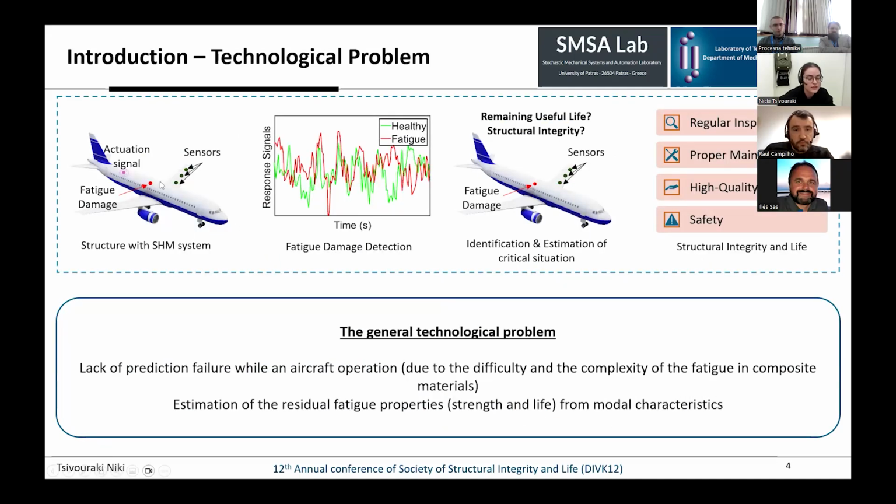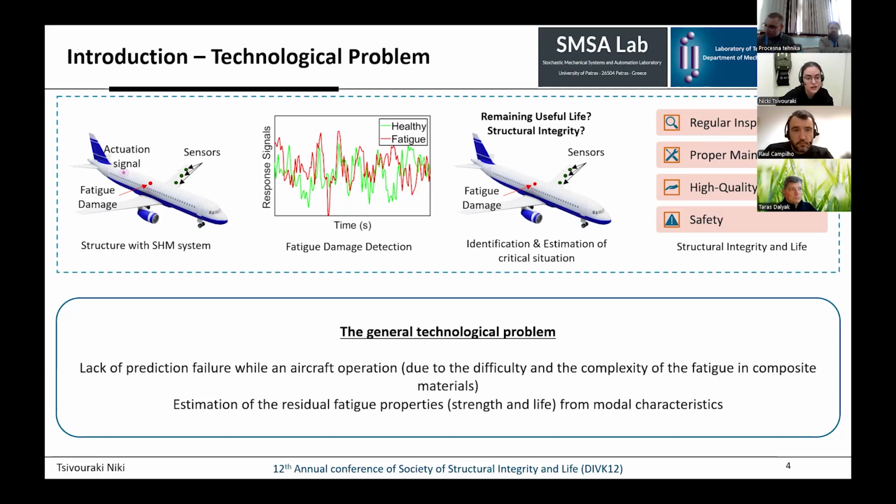Hypothesizing that there is fatigue damage in an aircraft, sensors will immediately record response signals, and with appropriate methods the existence, severity, and location of damage can be estimated. Through regular structural integrity inspections and proper maintenance, a high level of safety can be reassured, and the remaining useful life can be predicted.